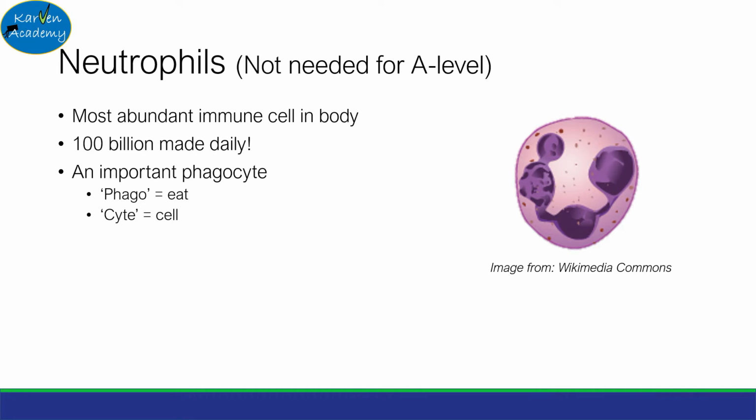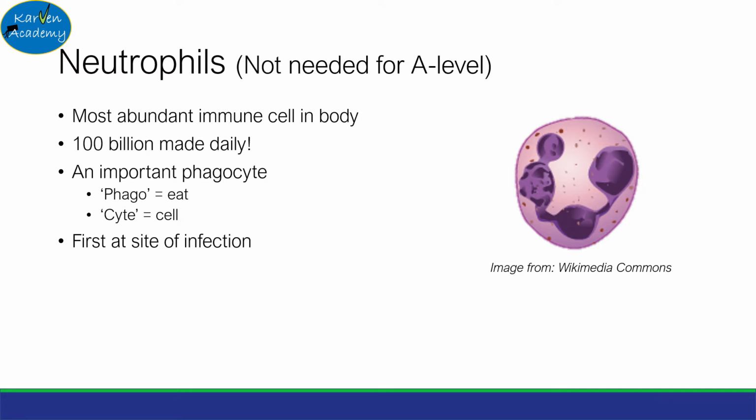The neutrophil functions as a phagocyte. And as usual in my channel, I like to explain the origin of the words. The word phago comes from the Greek meaning eat, and the word cyte refers to cells. So neutrophils are essentially cell-eating cells. Weird, right? But that's their function. They clear up dead cells and pathogens in our body.